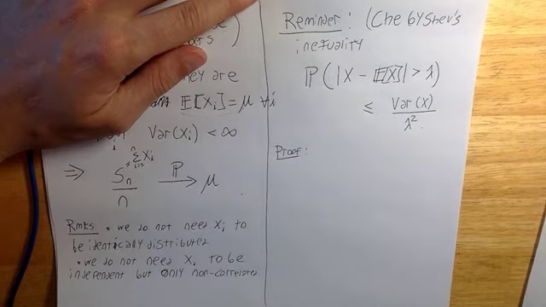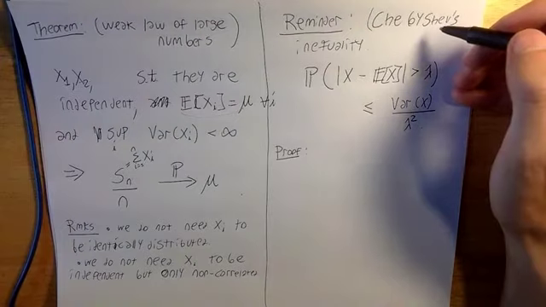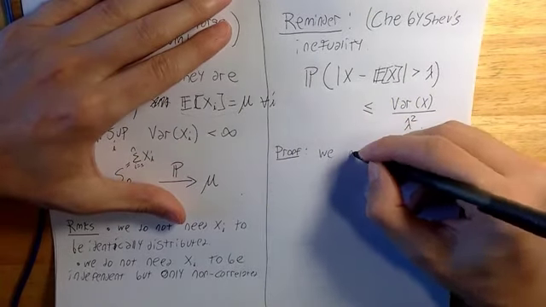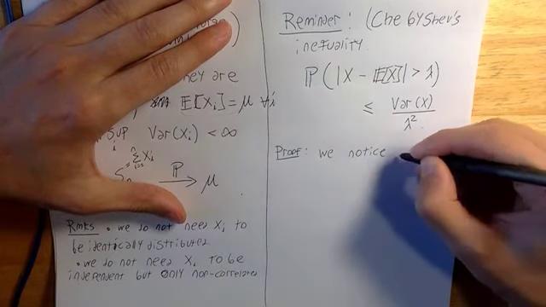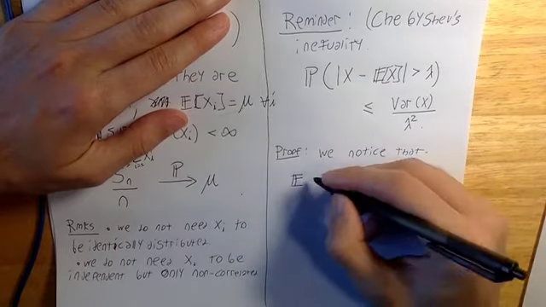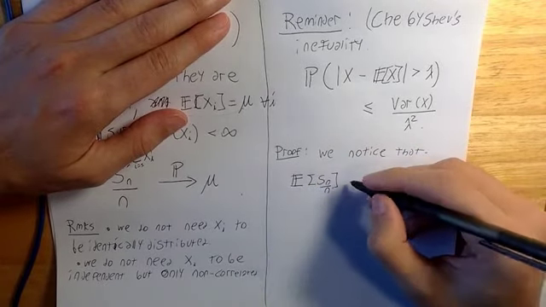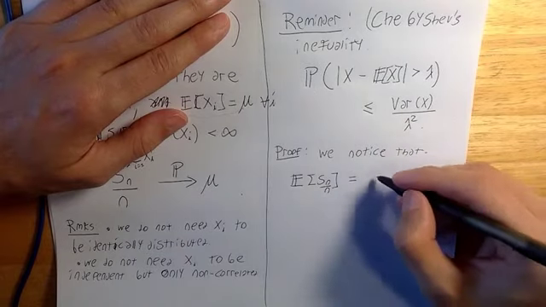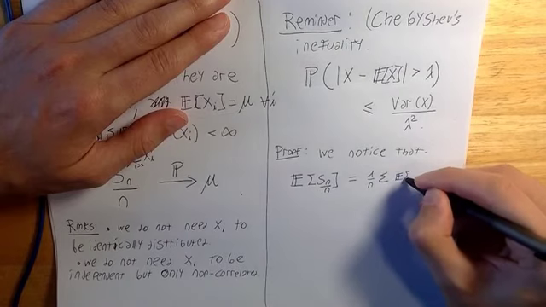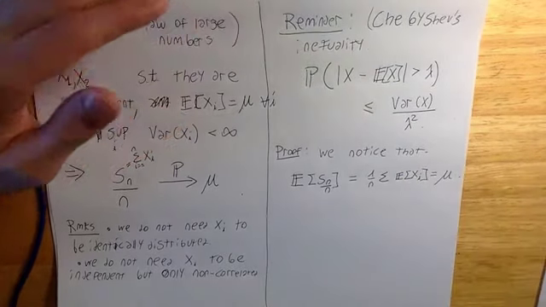Okay, so let's start calculating. The idea is to use Chebyshev's inequality. First, we notice that the expected value of Sn over n is equal to 1 over n times the sum of the expected values of xi, which is just going to be equal to mu, because we are taking averages.